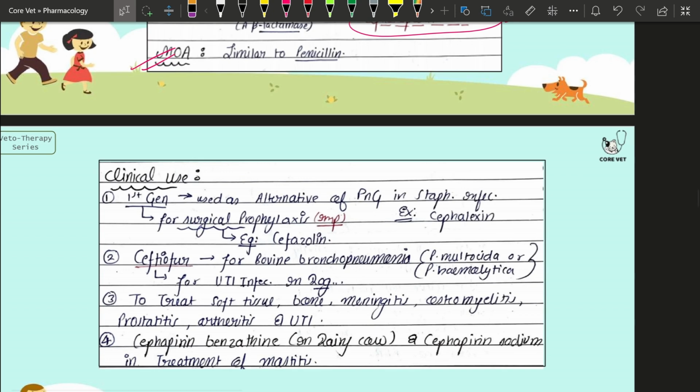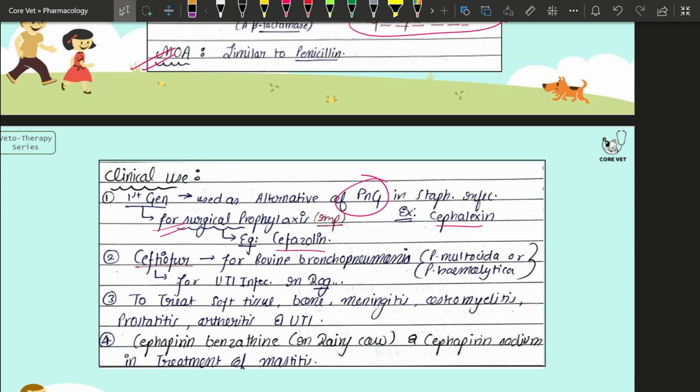If we talk about the clinical use, the first generation could be used as an alternative for penicillin G, because they are what? Thermolabile and acid labile. So penicillin G was thermolabile and acid labile, so the first generation cephalosporin could be used as an alternative for penicillin G, right? In staph infection, like cephalexin could be used. Okay, and they are also used as surgical prophylaxis, like cefazolin.